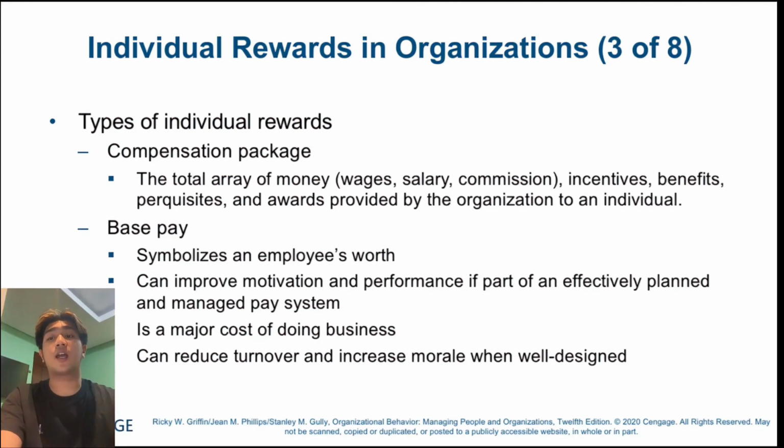Next up, we have types of individual rewards. The first type is compensation package, which means the total array of money, which are wages, salary, commission, incentives, benefits, perquisites, and awards provided by the organization to an individual. Another type is base pay. Base pay symbolizes an employee's worth and can improve motivation and performance if part of an effectively planned and managed pay system. It's a major cause of doing business and can reduce turnover and increase morale when well designed.